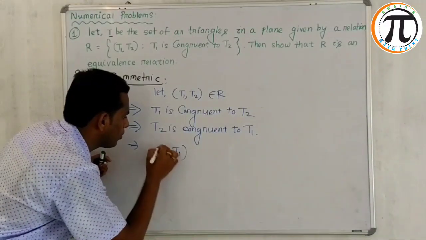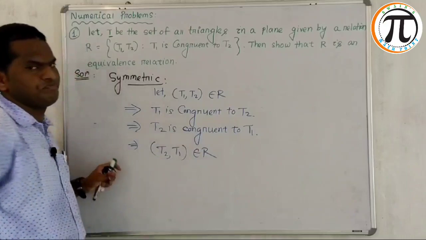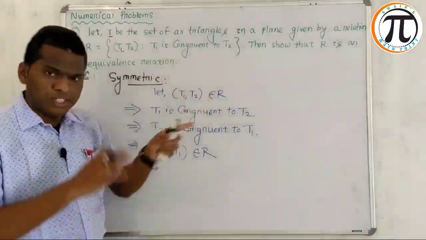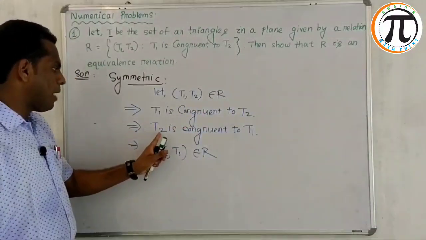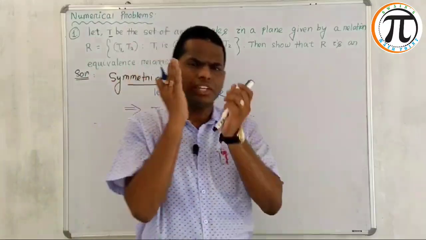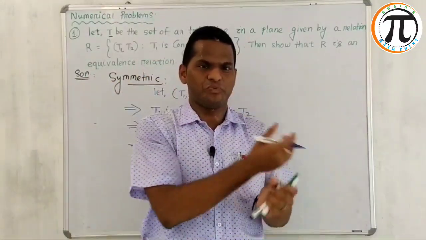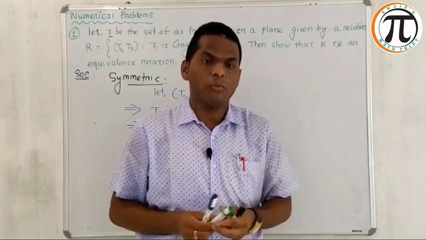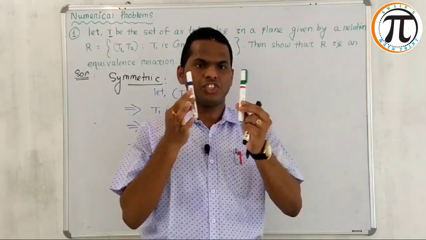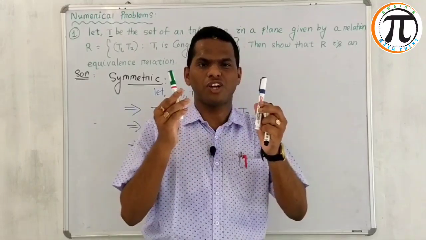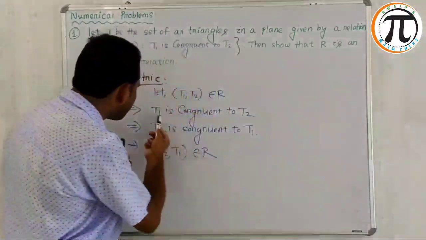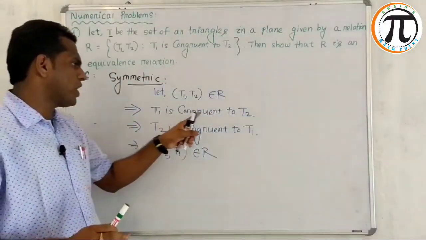T2, T1 belongs to R or not? देखो T1, T2 का wording क्या है ना? T1 is congruent to T2. This is the very easy thing. If T1 is similar with T2, देखो मेरे पास दो मार्कर है. If this blue marker is similar with the green marker, just to reverse, this green marker is also similar with the blue marker. Is there any doubt? No, I think. So that thing, T1 is congruent to T2.